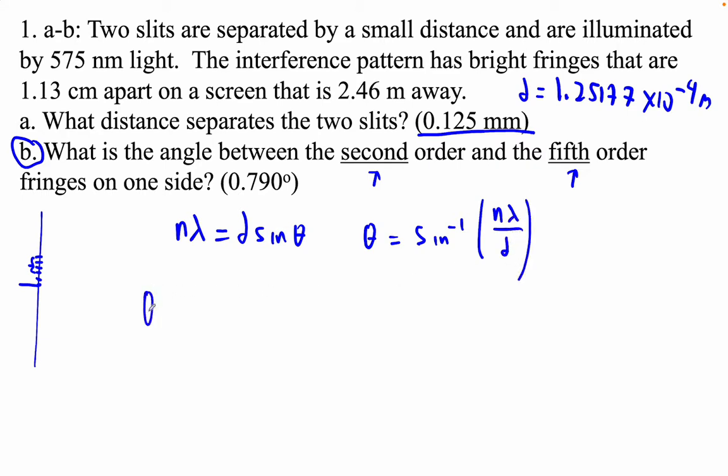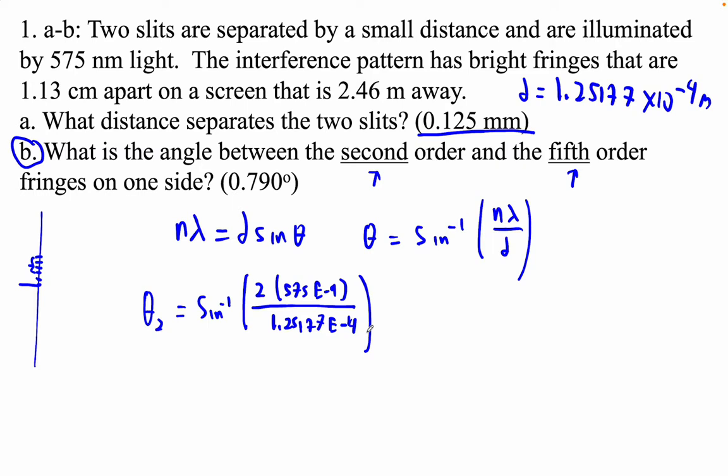So the theta for the second order is going to be inverse sine of 2 times 575 e minus 9 divided by d, right? 1.25177. I'm going to use the unrounded version on my calculator. So if you get a slightly different answer and you're using the rounded version, that would be why. Okay, so inverse sine, and make sure you're in degrees for this one. Or, I mean, if you're in radians, that's fine. Just label your answer in radians. But typically, something like this, we would do degrees.